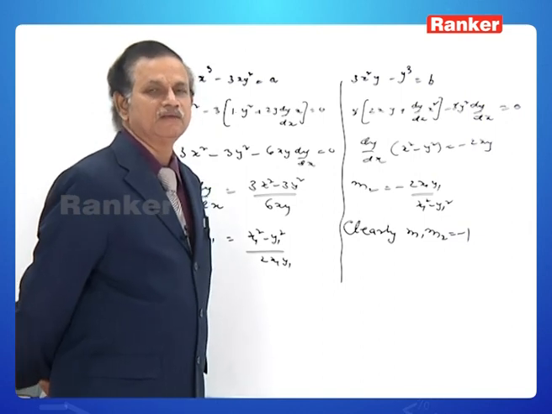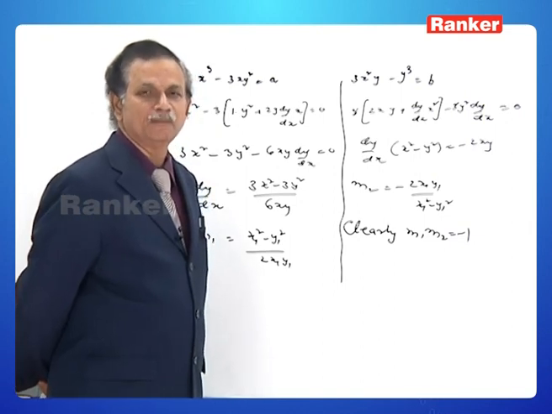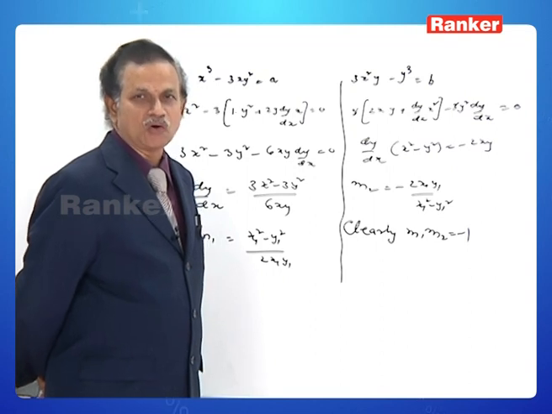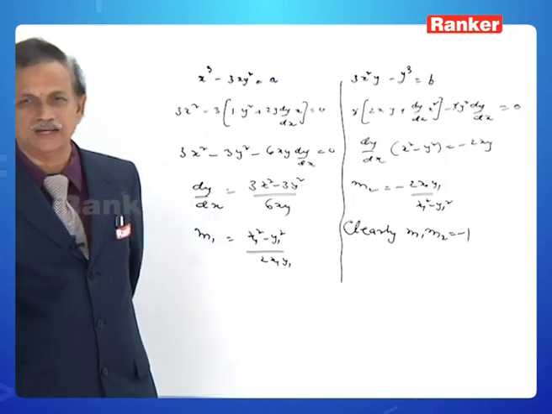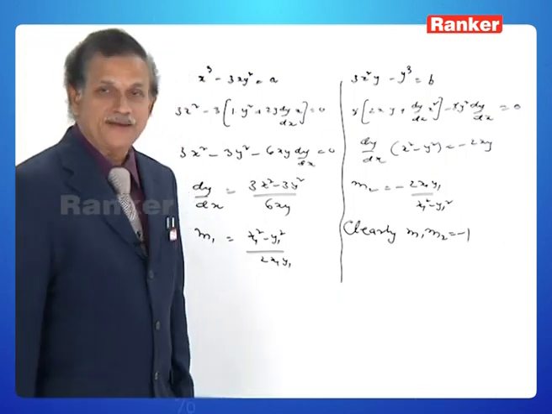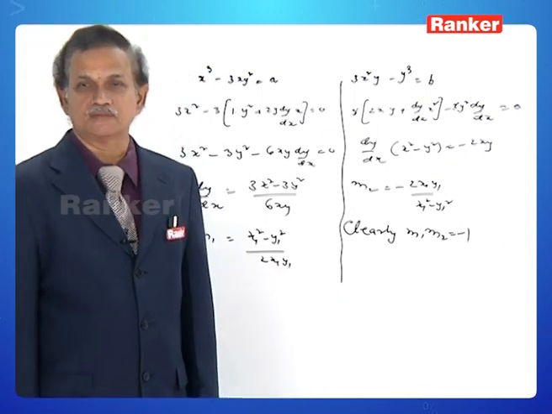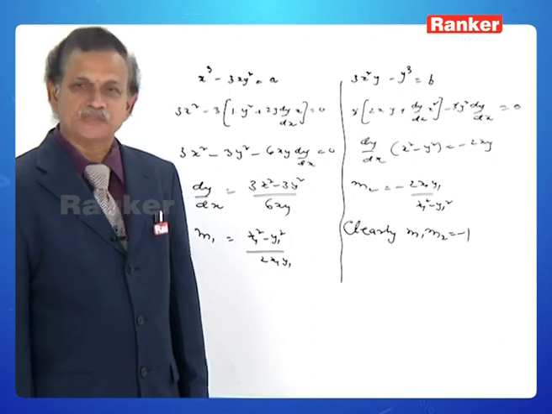Therefore, the angle of intersection of these two curves is simply 90, or they are at right angles. That is, they are orthogonal. Well, now let us observe one more such famous problem.